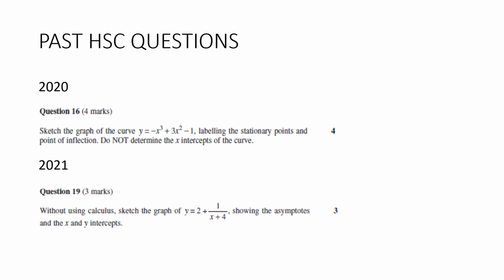And the second one's from 2021, question 19. Without using calculus, sketch the graph of y equals 2 plus 1 on x plus 4, showing the asymptotes and the x and y intercepts.